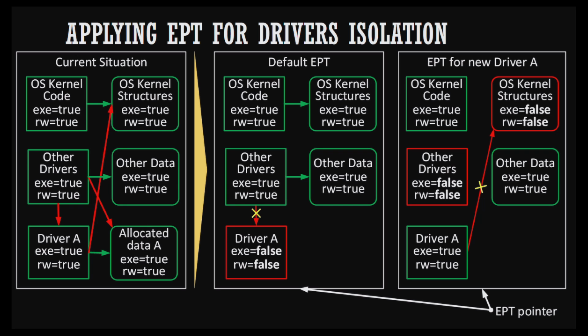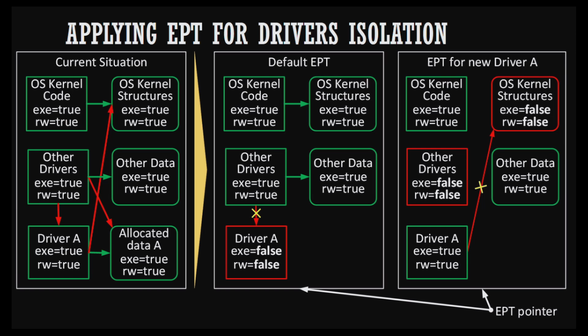MemoryRanger updates all EPT structures in the following way. Only driver A and the OS kernel are executed inside this new EPT structure. All other drivers cannot be executed in this memory because we restrict their access. In the new EPT structure, memory access bits have been cleared to 0 for OS structures to restrict access from driver A. Here, driver A cannot access OS kernel structures. Also, in the default EPT structure, memory access bits for driver A have been cleared as well.